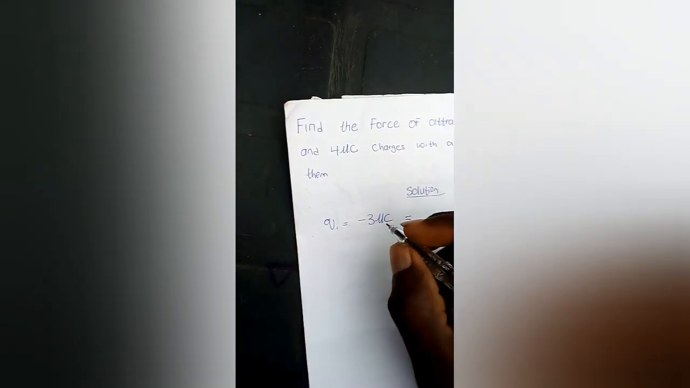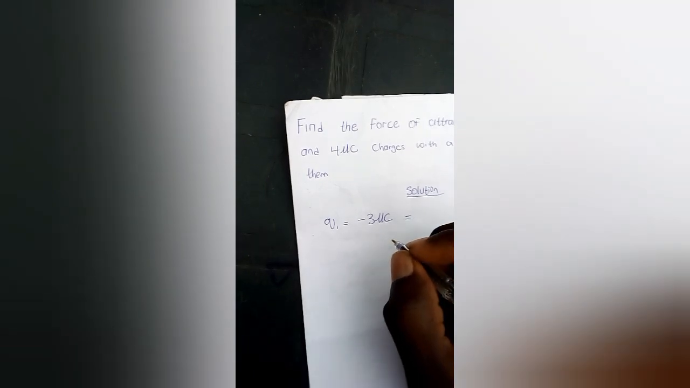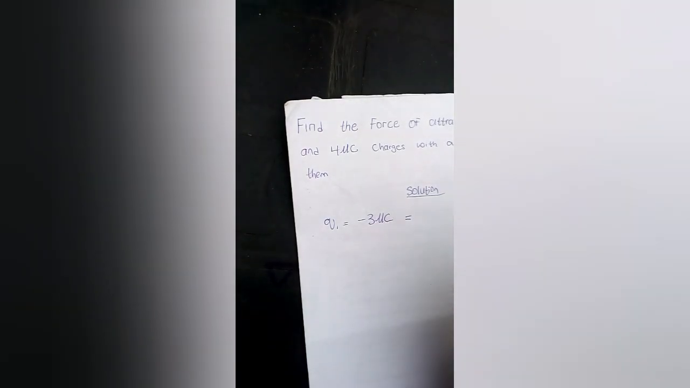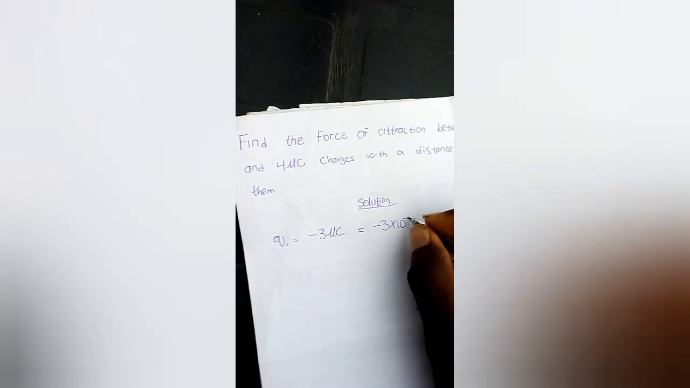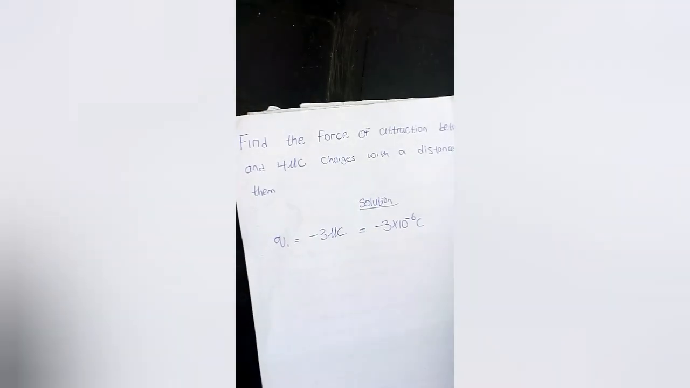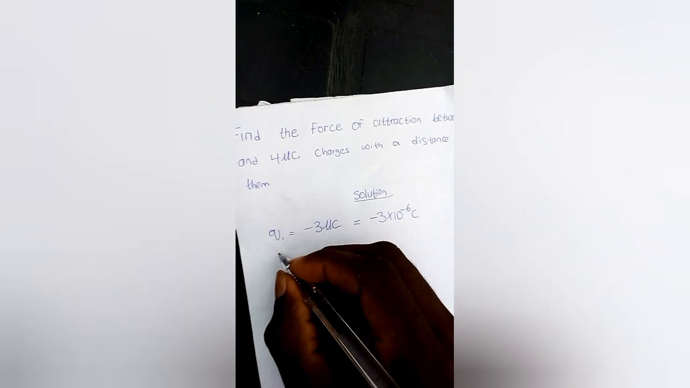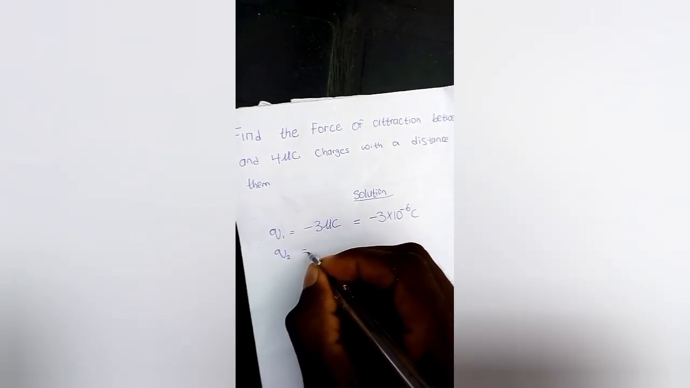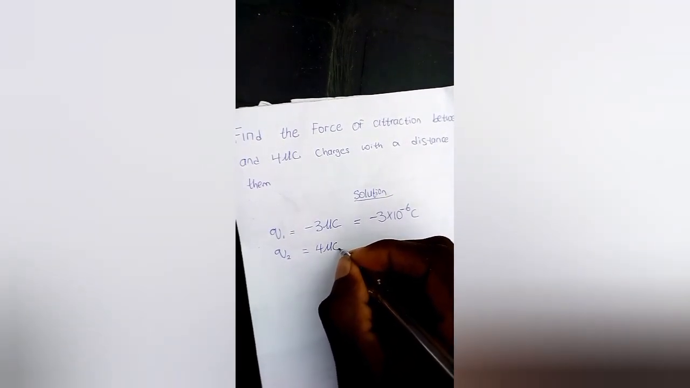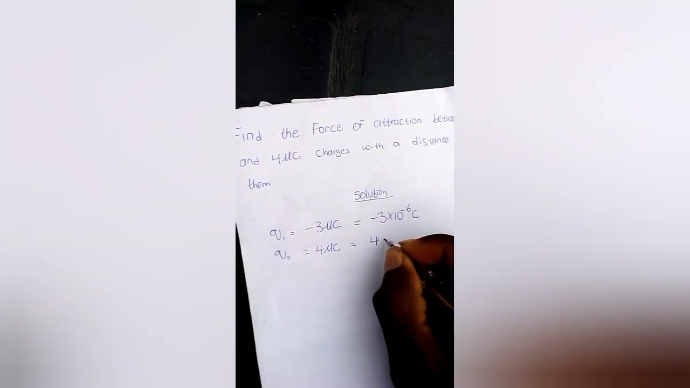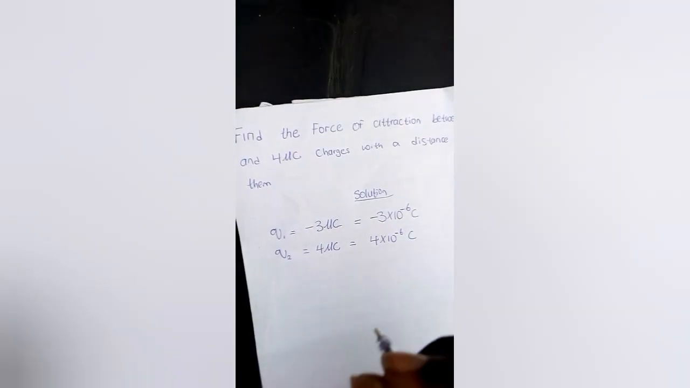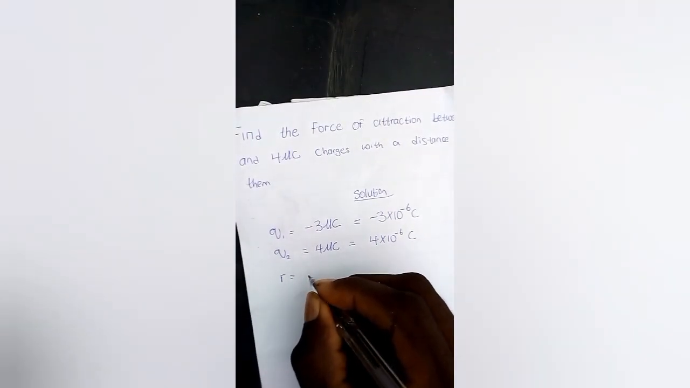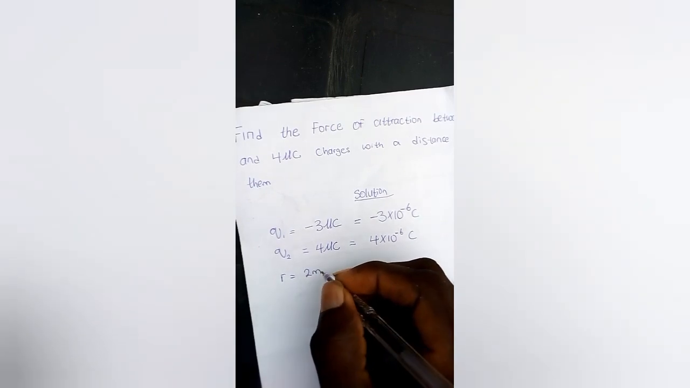Now we change micro into the normal coulomb, because microcoulomb is not the SI unit of charge. So this gives us negative 3. Micro is just times 10 raised to the power minus 6 coulomb. This is an SI unit, you understand? The second charge given to us is 4 microcoulomb, that is 4 times 10 raised to the power minus 6 coulomb. Our distance r is already in meters, so that is just 2 meters.